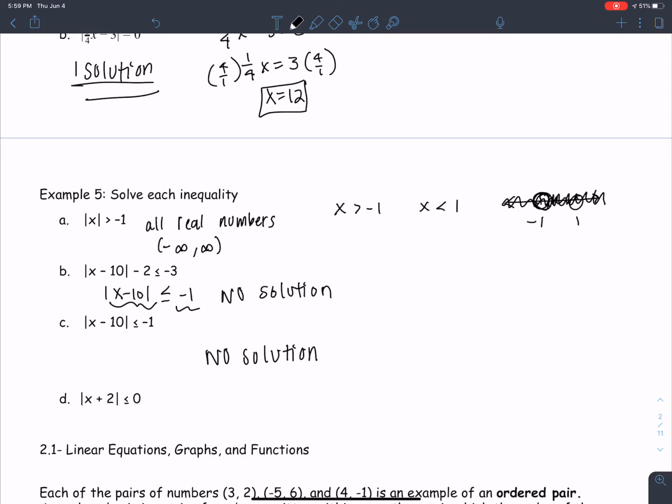Okay. D. Absolute value of x plus 2 is less than or equal to 0. Well, it can be equal to 0, but it can't be less than 0. Okay? So there's only one solution there. And so it can be negative 2. But it can't be anything less than that. So that's one where you can say x can equal negative 2, because it says equal to, but it can't be anything less than that. That's it.